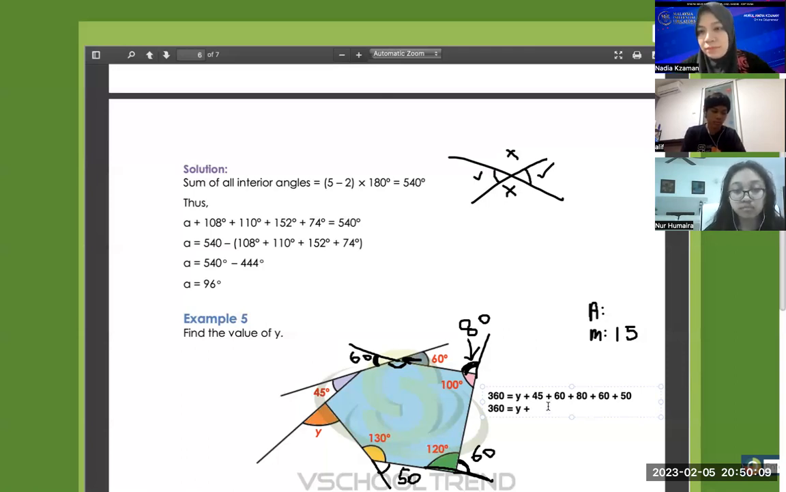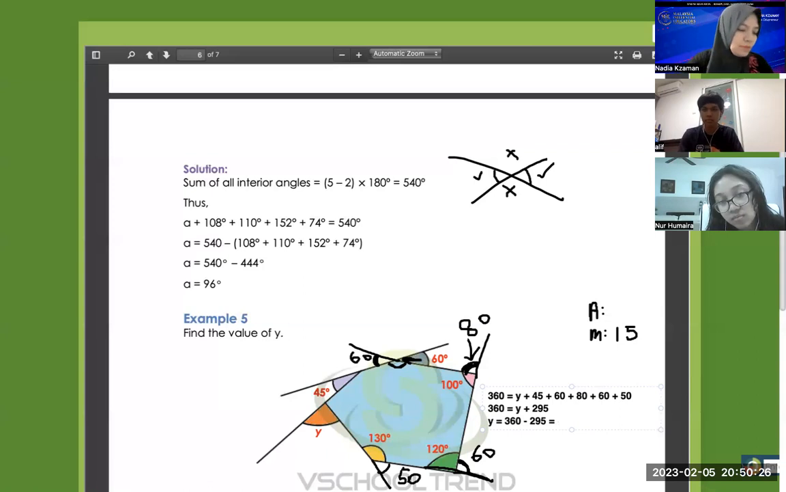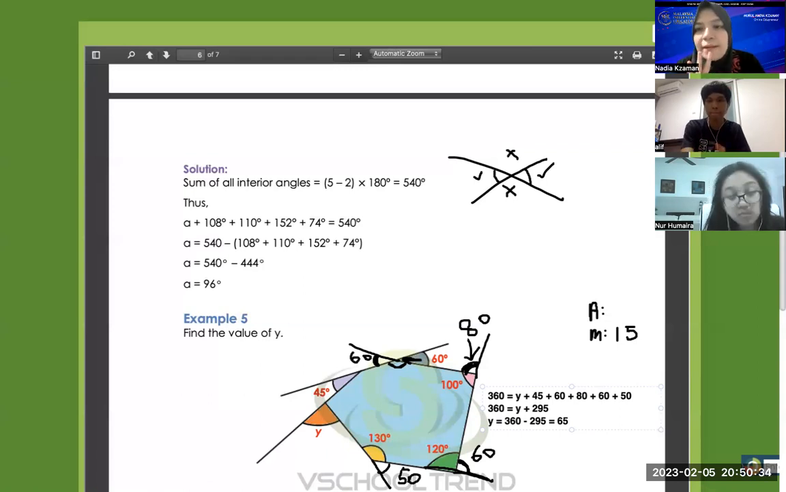You get 295. So you get 295 here. But then y, what will be y? 360 minus 295. Yes, you get 65. So Alif, are you clear? Yep. Okay. So basically, the easiest way to calculate this part is actually just to find the summation of total exterior angle. So you can get the answer 65.